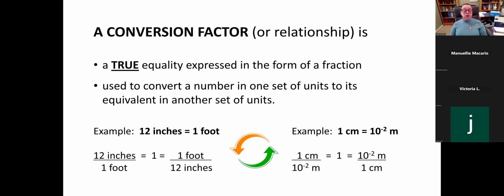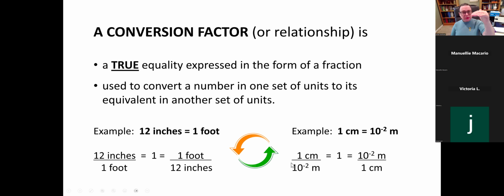Right? And if we put our eyes now on the right side, we can take a look at how that works the same way for 1 centimeter equals 10 to the minus 2 meters. We can divide both sides by 10 to the minus 2 meters. And we get sort of the first part of that equation at the bottom. 1 centimeter divided by 10 to the minus 2 meters equals 1, right?